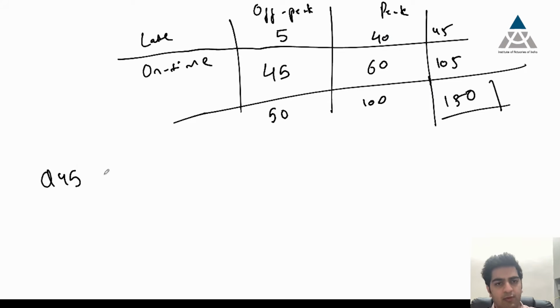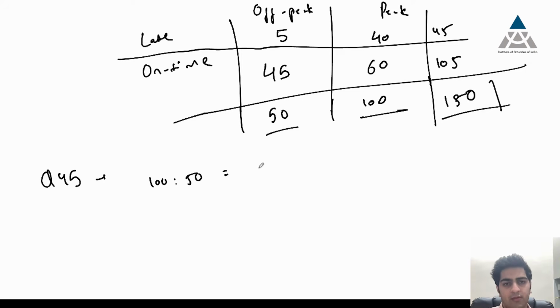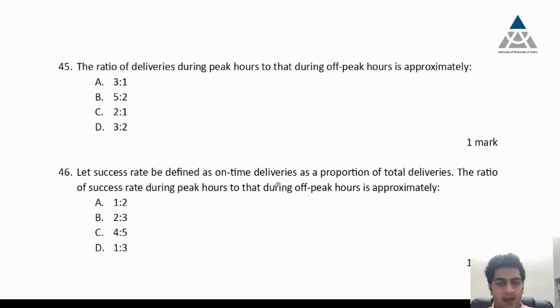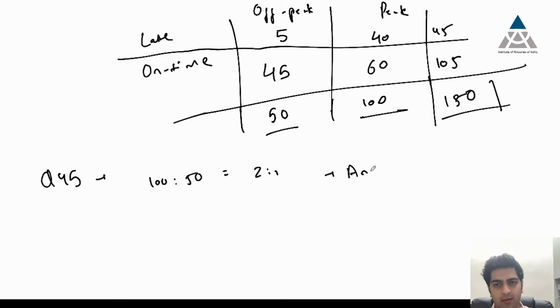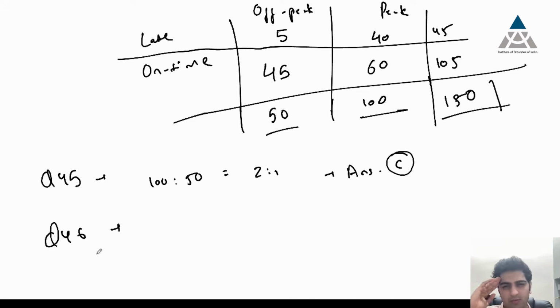Yeah, 45. And you can see in peak hours we had 100 deliveries, in off peak hours we had 50 deliveries. So that's 100 to 50, which is obviously 2:1. Do we have 2:1 as an option? So answer is simply C, correct? So this data will really come in handy, as you can see. Otherwise you would have to go back and forth with the chart to do this, which is not very convenient. This is quite convenient.